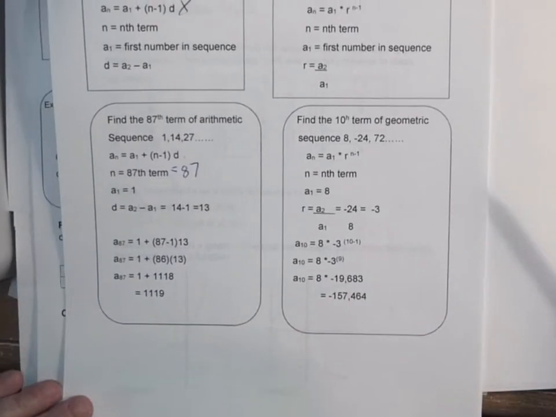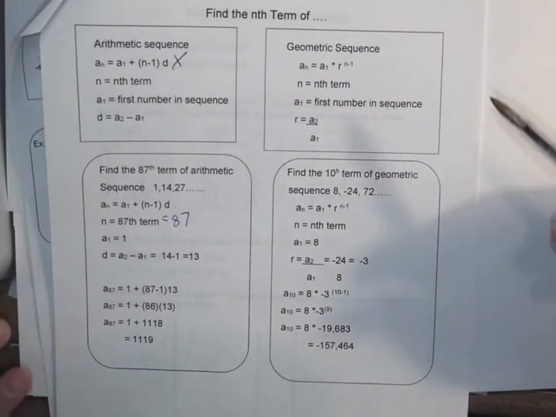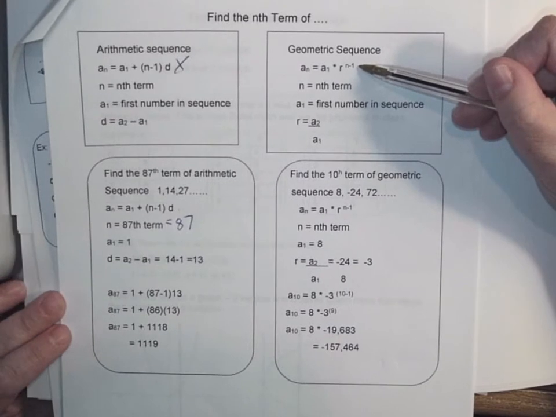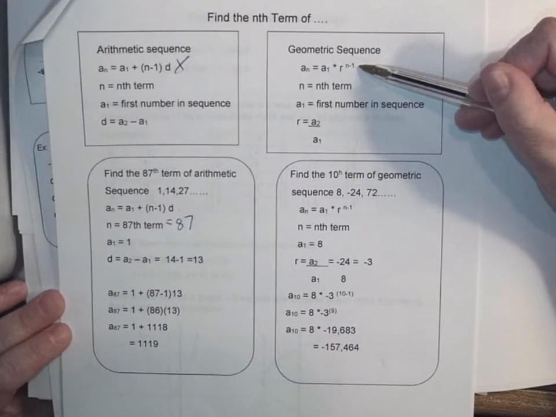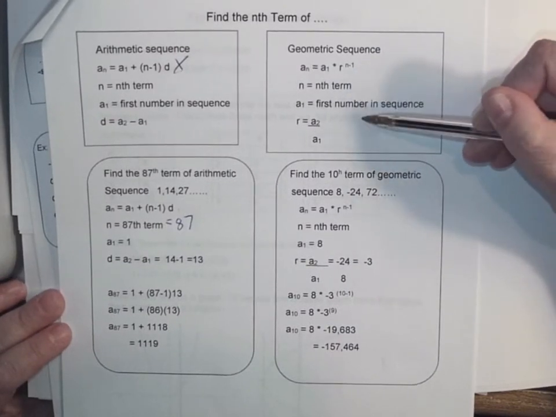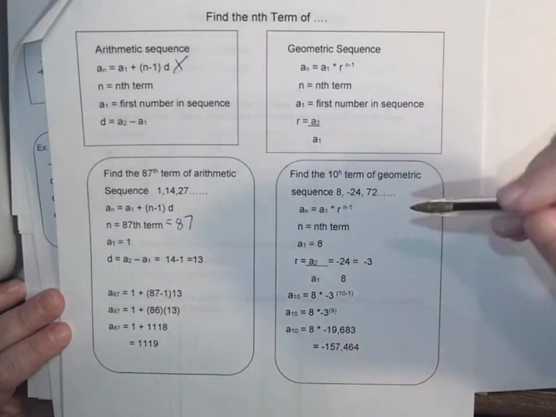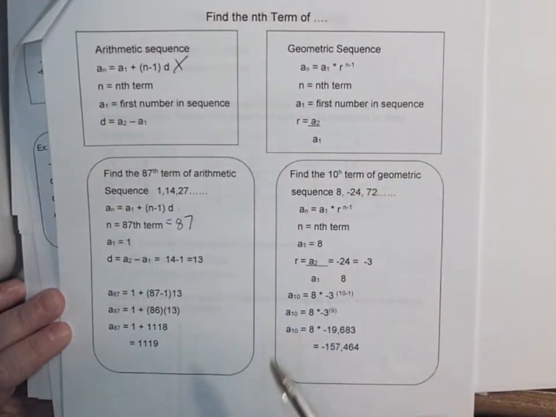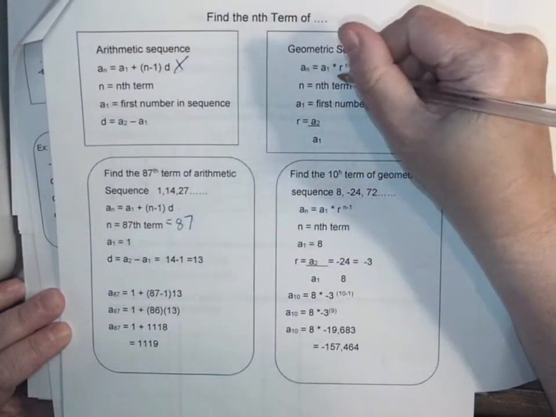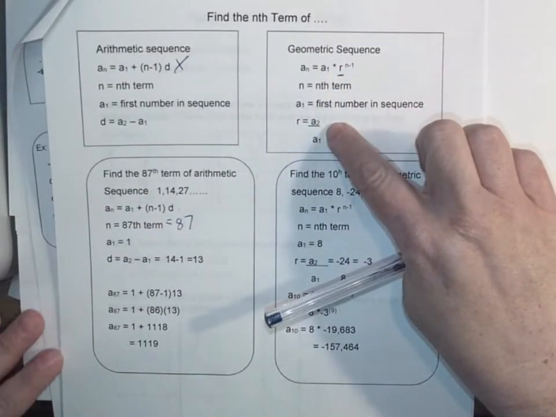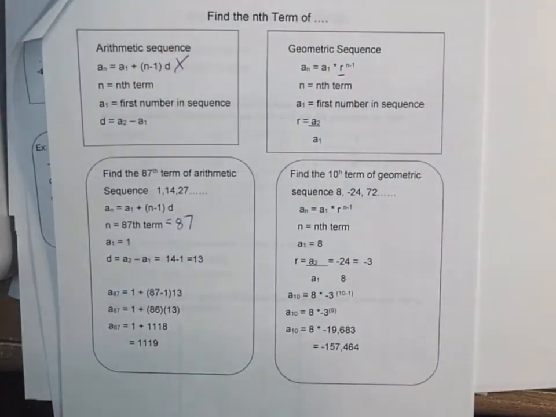In the geometric sequence, it is an exponent. It is raised to an exponent. We practiced those in class. It still has similar terms, except in the geometric sequence, we don't have a d, we have an r in our formula. And that r is referring to the ratio that we covered on the previous page.